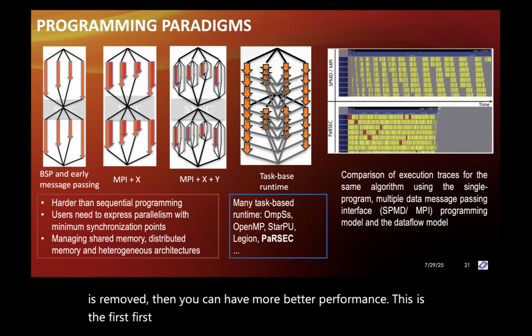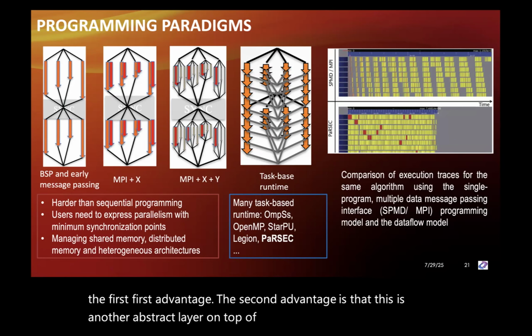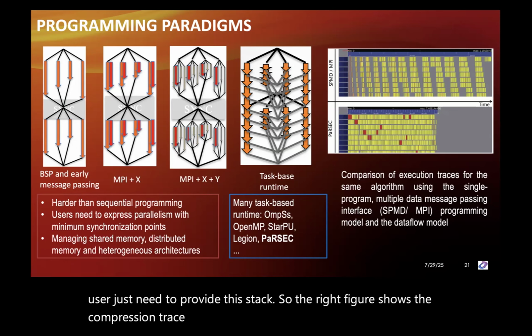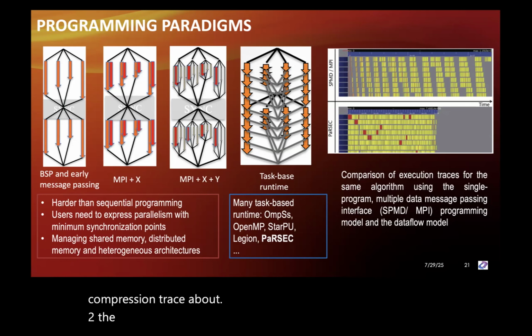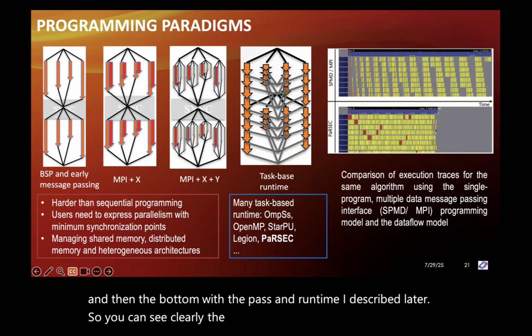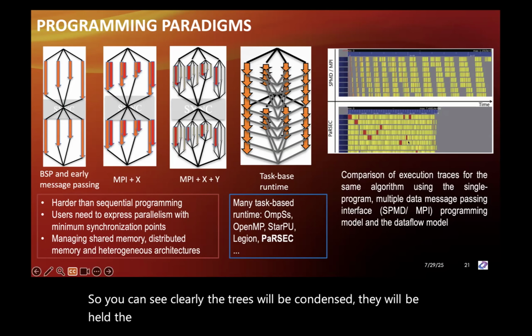The second advantage is that this is another abstraction layer on top of MPI and CUDA, so the user just needs to provide this DAG. The right figure shows a comparison of two traces of the same algorithm: on top with MPI, and at the bottom with the task-based runtime system I will describe later. You can see clearly that the trace is condensed, and it has higher performance.